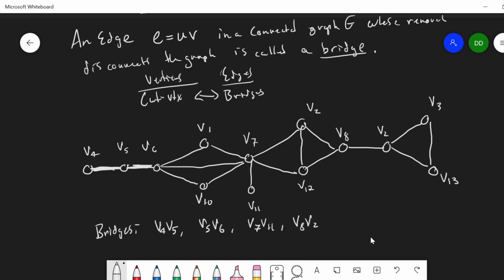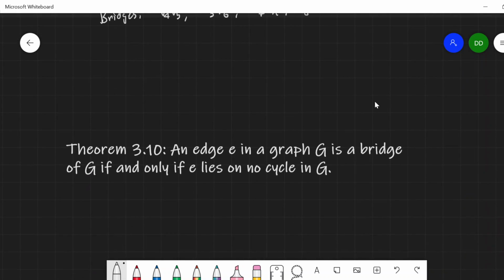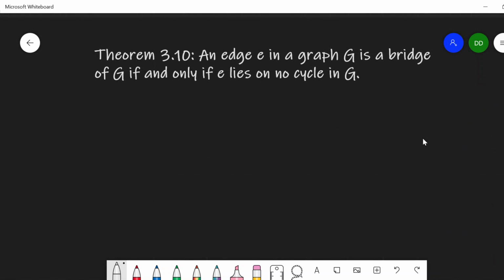The first thing to point out with a bridge is that every edge here that wasn't a bridge lies on some cycle of the graph. For instance, this edge V6, V7 lies on some cycle of the graph. Similarly, for every other edge that's not a bridge, we can find a cycle that contains it. This is a useful characterization for bridges. An edge E in a graph G is a bridge if and only if E lies on no cycle in G. Let's go ahead and prove this.